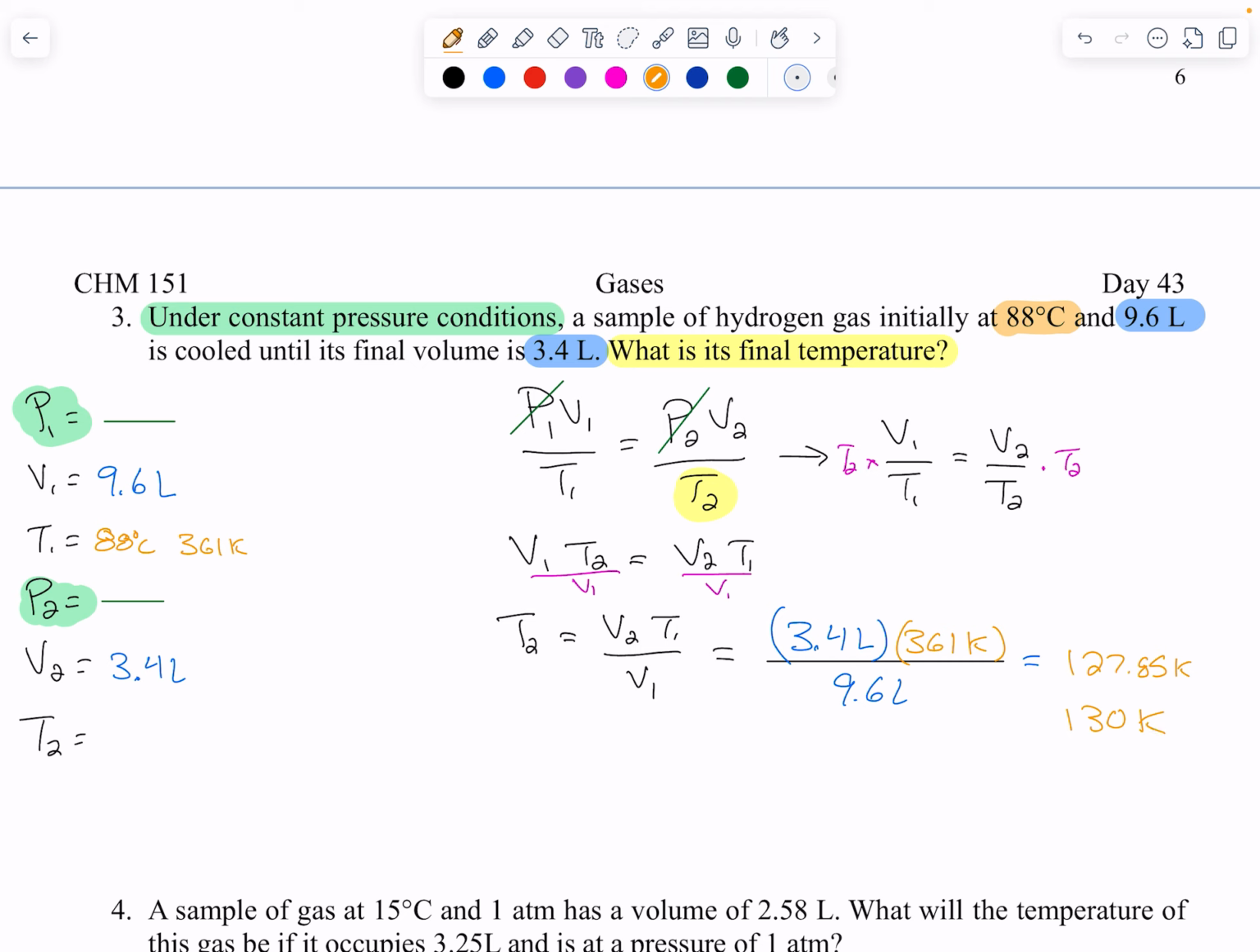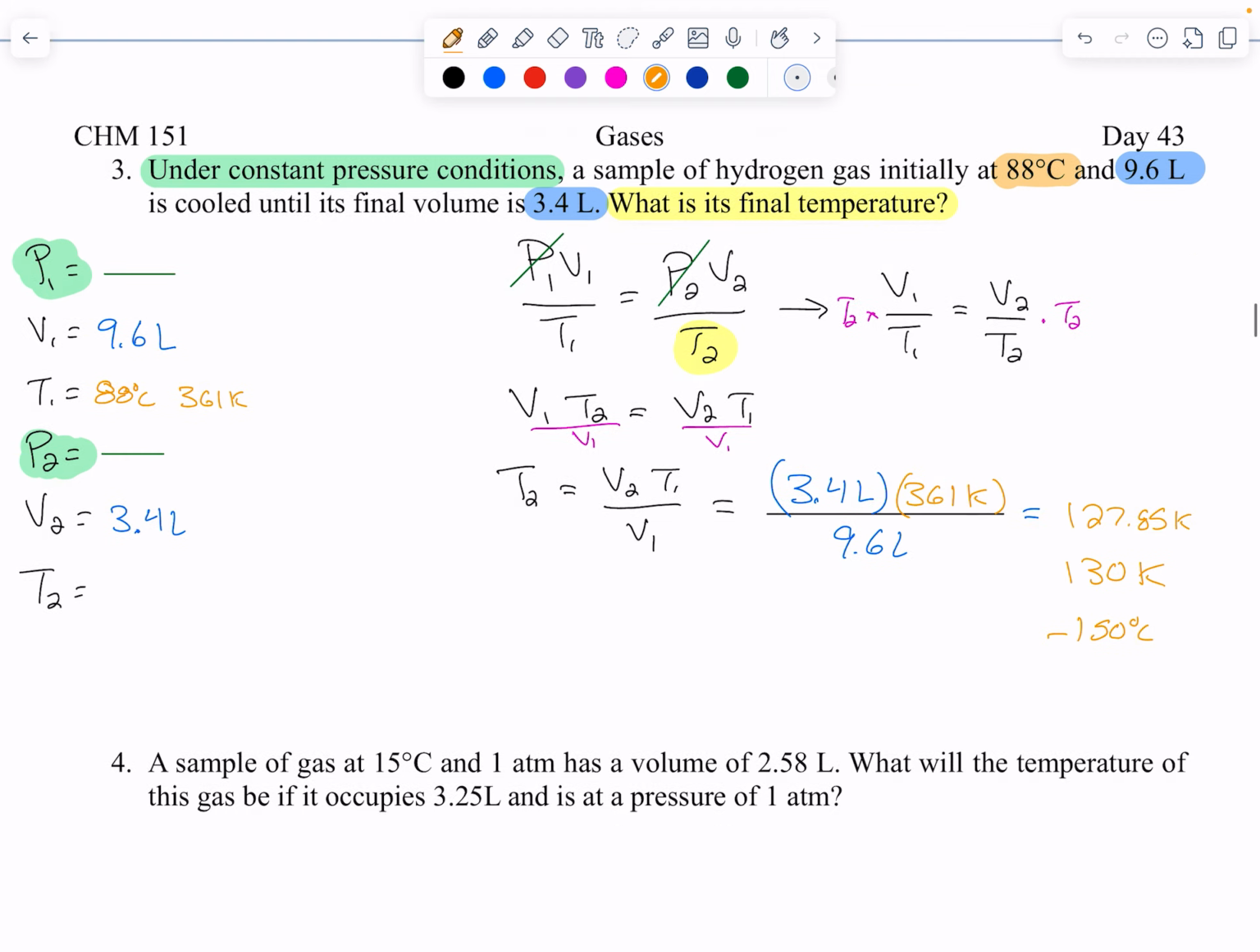All right. And so that's it. It doesn't say. Now, technically that's negative 145 degrees Celsius, but let's go with negative 150. But we don't need that. Really, 130 Kelvin is all we needed.